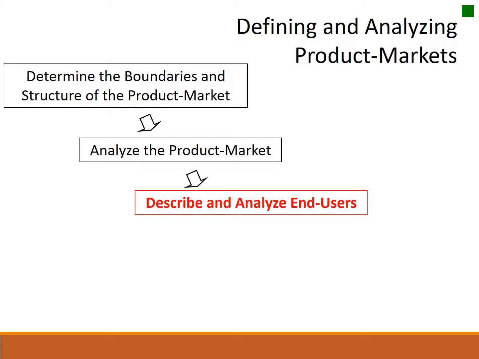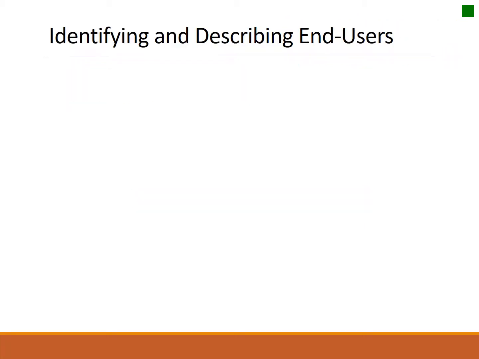As we begin here, what we want to do is remember that we have a series of steps in defining and analyzing a product market. The first couple steps include understanding and defining the structure of the product market, and then analyzing the overall product market as a whole. The next step then would be to specifically think about the end user and the needs of the end user.